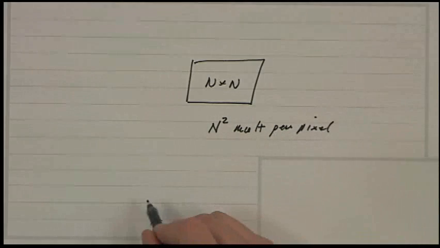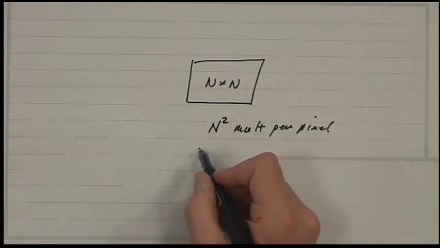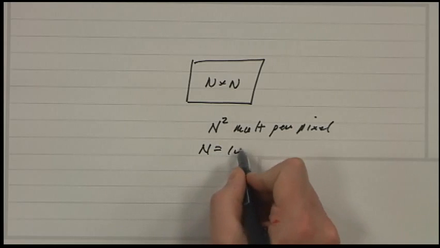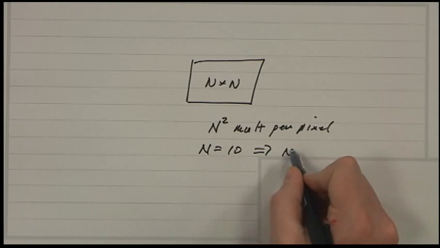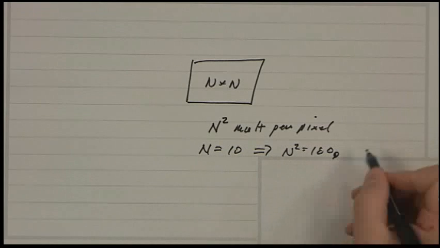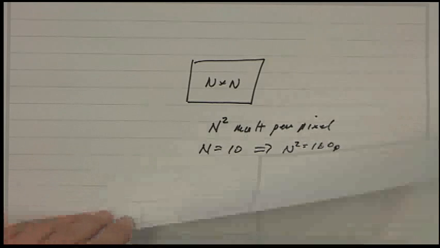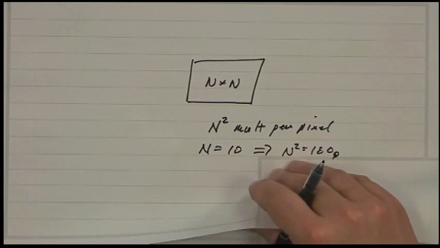So let's say you have 1,000,000 pixels and you have a 10 by 10 window. If n equals 10, that implies that n squared is 100, right? So that's 100 times 1,000,000, which is 100 million multiplies just to do a filtering of one image, which is a lot. Okay, so we'll talk about IIR filters next time.